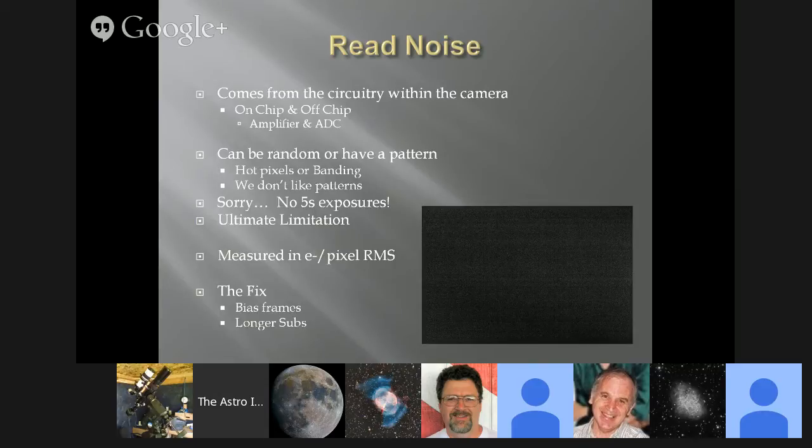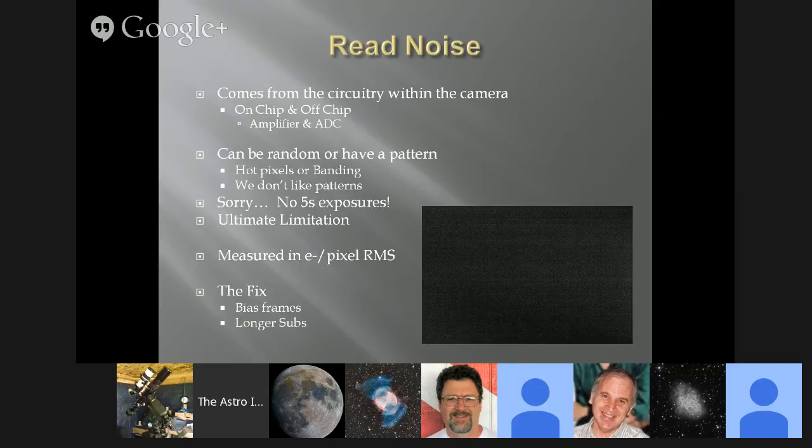But the fix for read noise, and I can't emphasize this enough, the fix for read noise is bias frames, and in my next couple slides, I'm going to tell you a couple ways where that's important. But the other fix is longer subs.